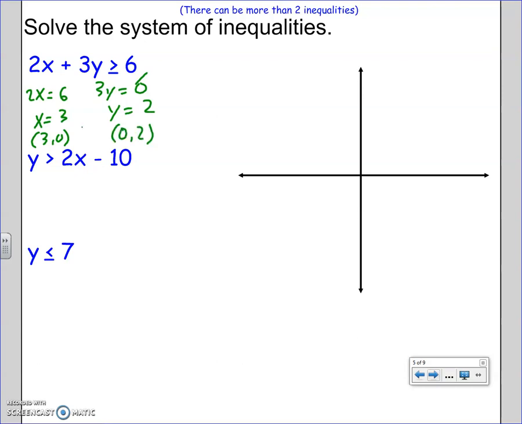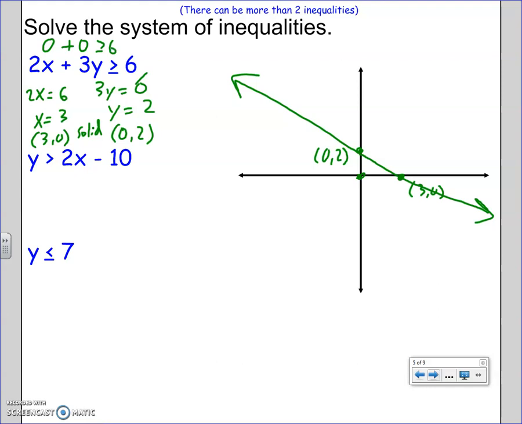And this line is solid. So let's put those on here. Let's say 3, 0 is somewhere over here. And 0, 2 is somewhere over here. Connected solid line. Shading, let's do a test point. Let's pick 0, 0. 0 plus 0 is greater than or equal to 6. 0 is bigger than 6. That is false. So I avoid the 0, 0 side. I shade this other side.